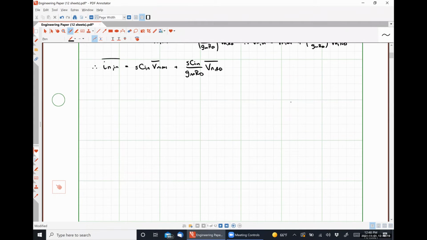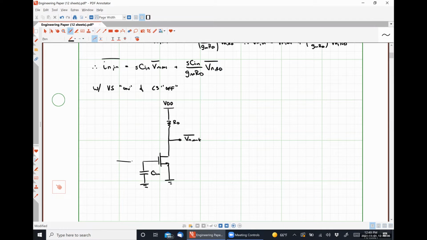So with VS on, and our current source off, what we have is this circuit. Here we have RD. Here's our output noise voltage. Here's our capacitor CN. And all I'm doing here, I'll go back and show you.